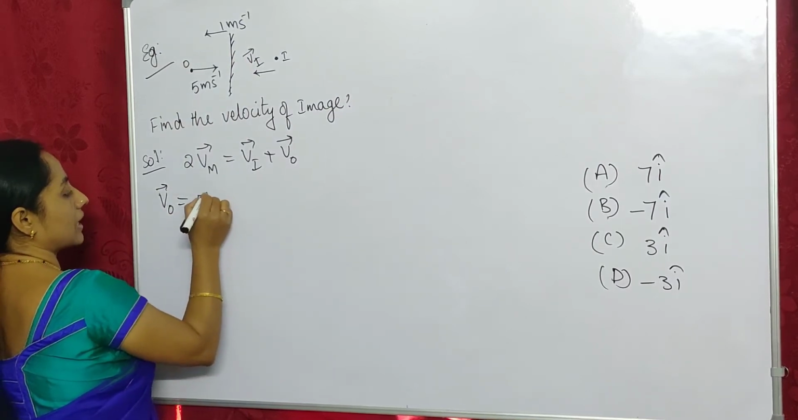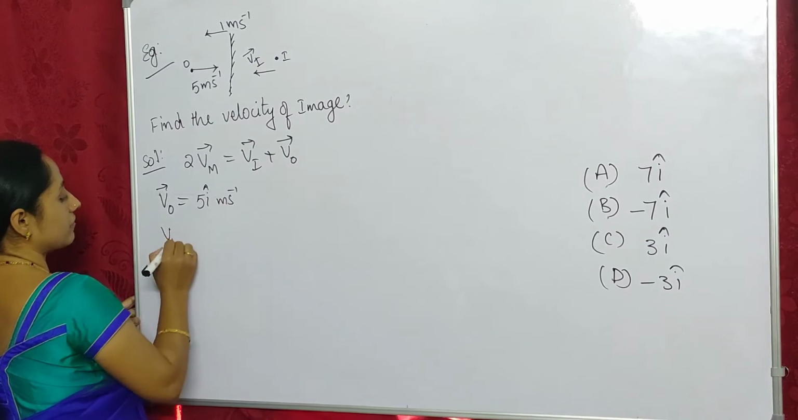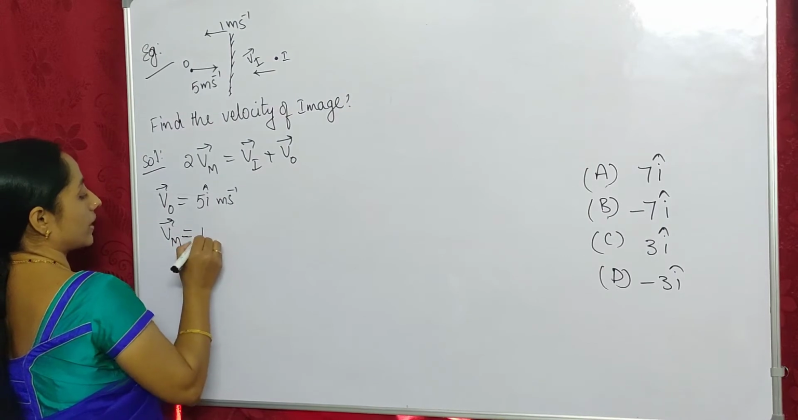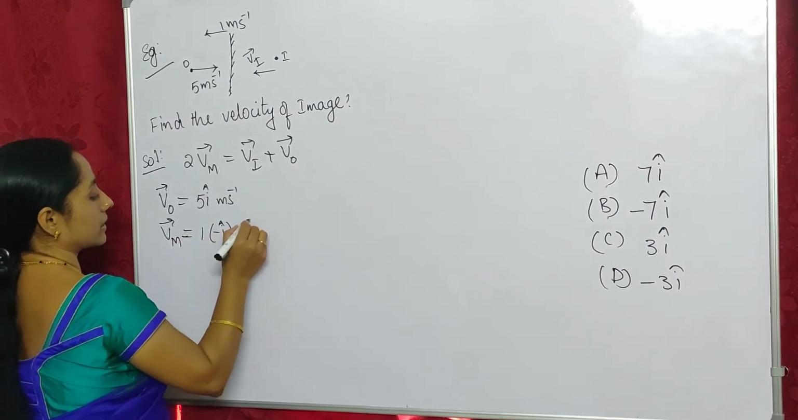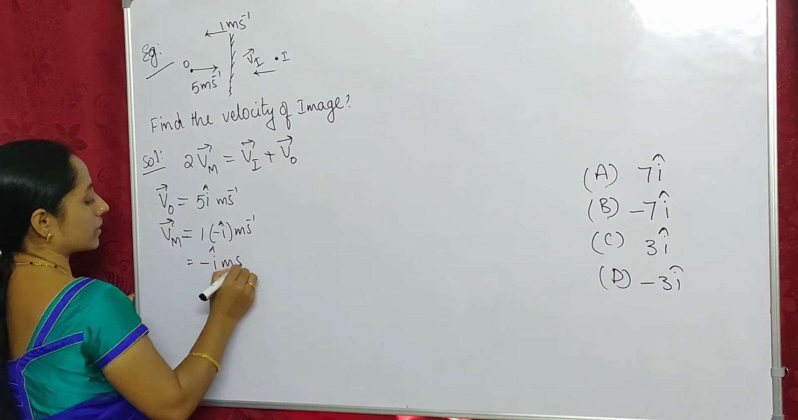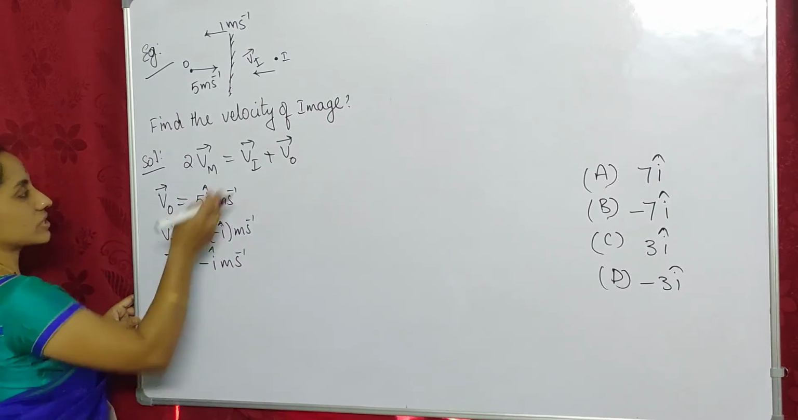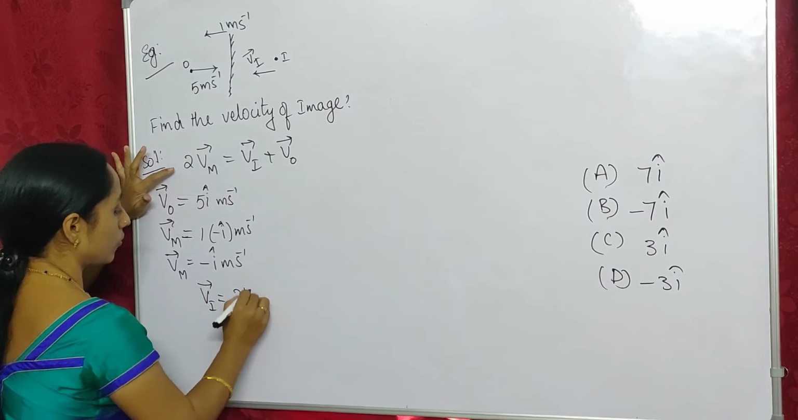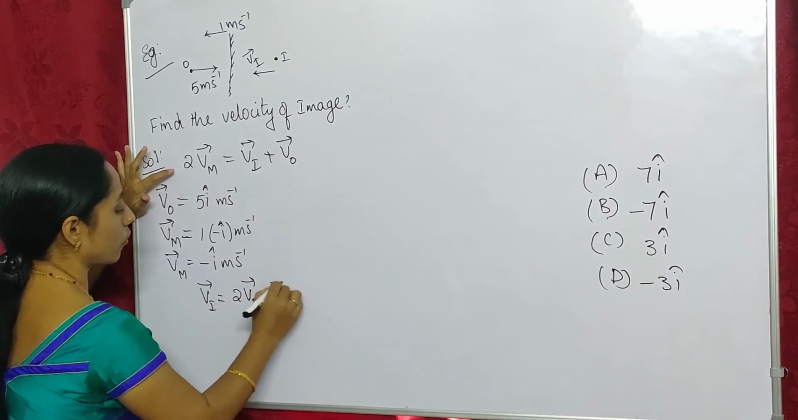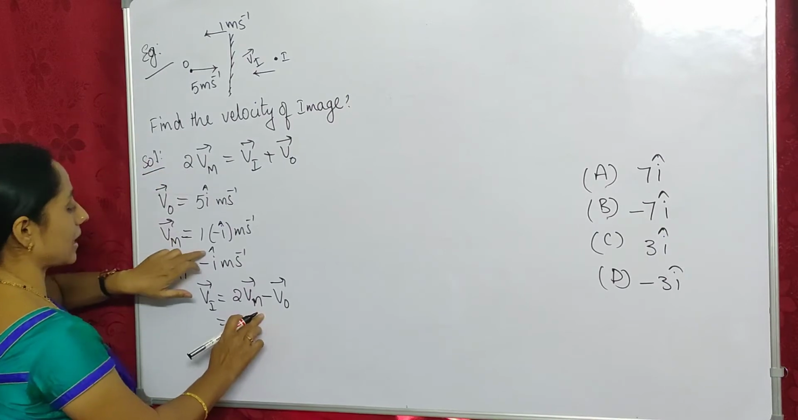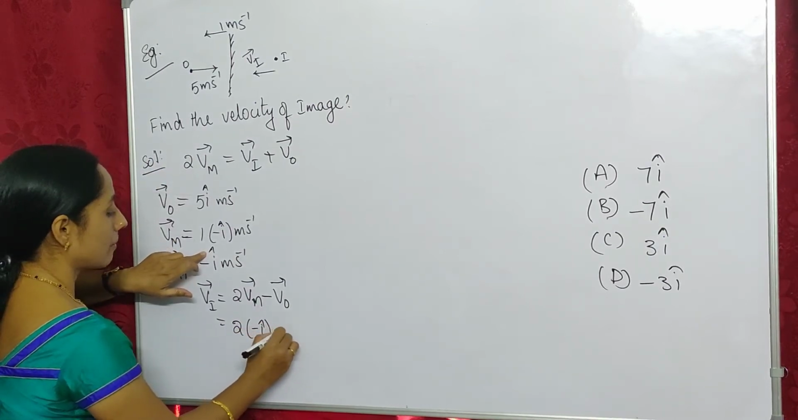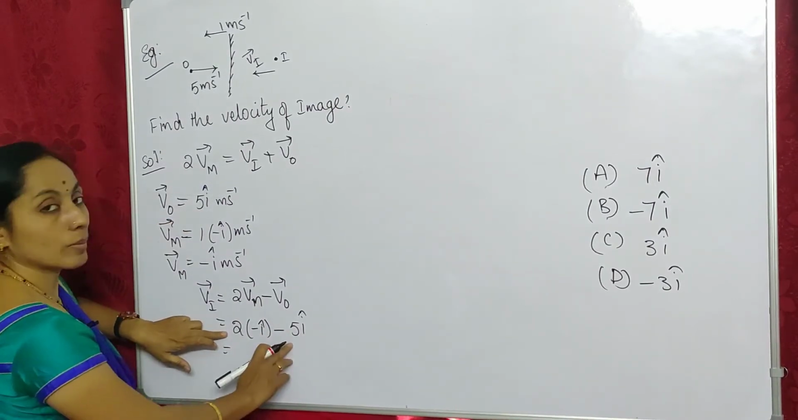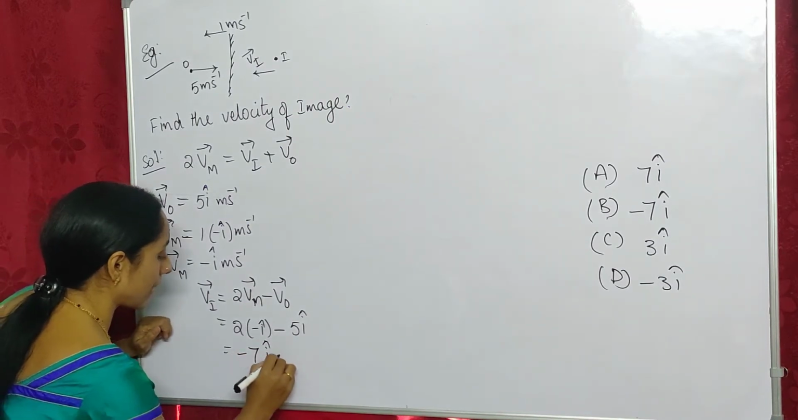So it is 5 i cap meter per second. What is Vm bar? Vm bar is along the negative x direction, so you need to write 1 into minus i cap meter per second, that is minus i cap meter per second. This is Vm bar. Now just substitute here. Vi bar is equal to 2Vm bar minus Vo bar. So 2 into Vm bar is only minus 2 i cap, minus Vo bar is 5 i cap meter per second. So minus 2 minus 5, minus 7 i cap meter per second.